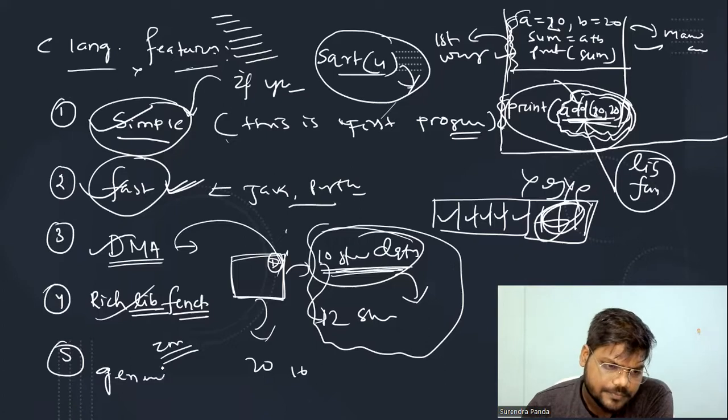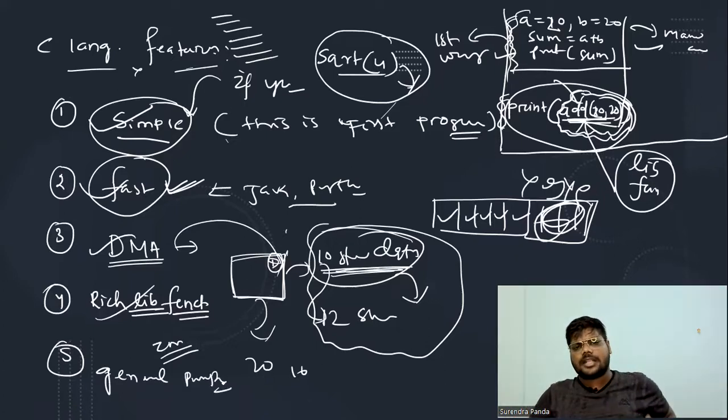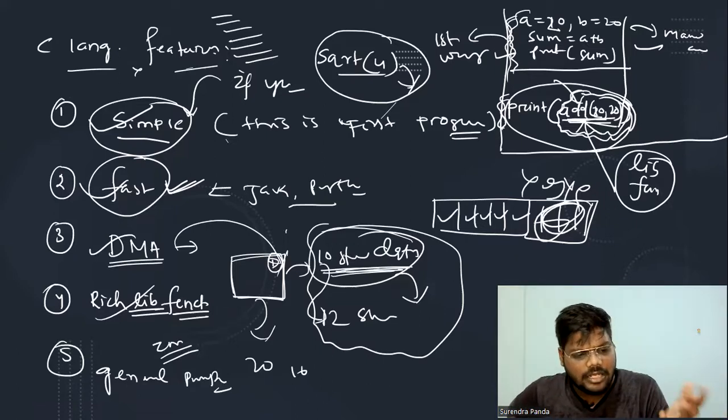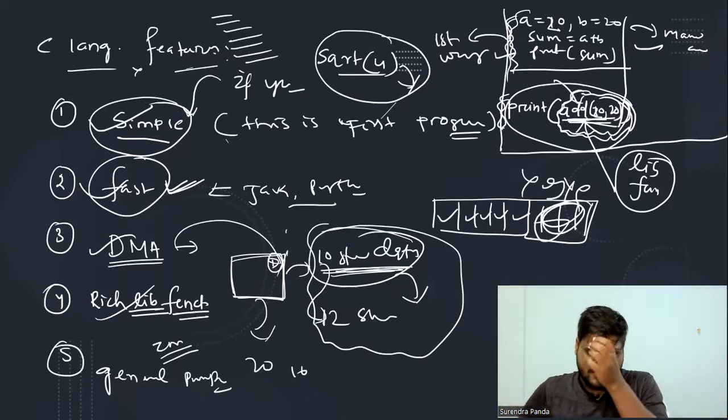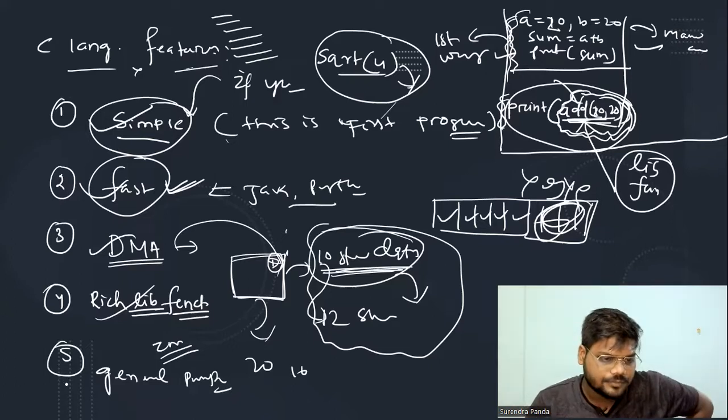After that, I'll cover the fifth point, which is general purpose. See, I already covered general purpose. General purpose means that by using C language, you can develop different types of applications. Okay, next.